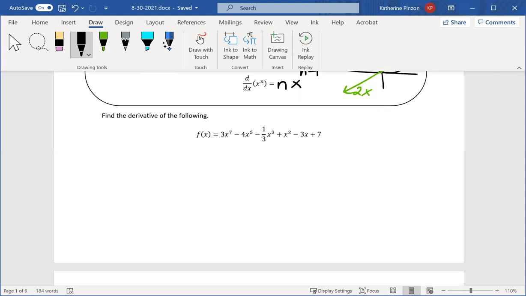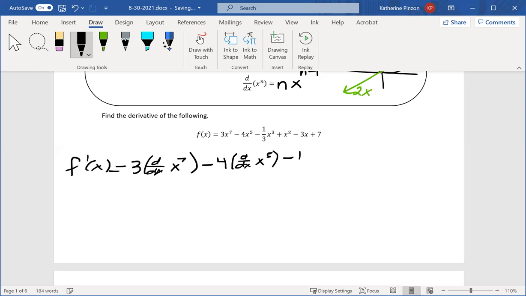So if I want to find the derivative of this, I'm going to go slowly at first, and then as we practice more, we'll go faster. I'm going to do 3 times the derivative of x to the 7th, minus 4 times the derivative of x to the 5th, minus 1/3 times the derivative of x cubed, plus the derivative of x squared, minus 3 times the derivative of x, plus the derivative of 7.